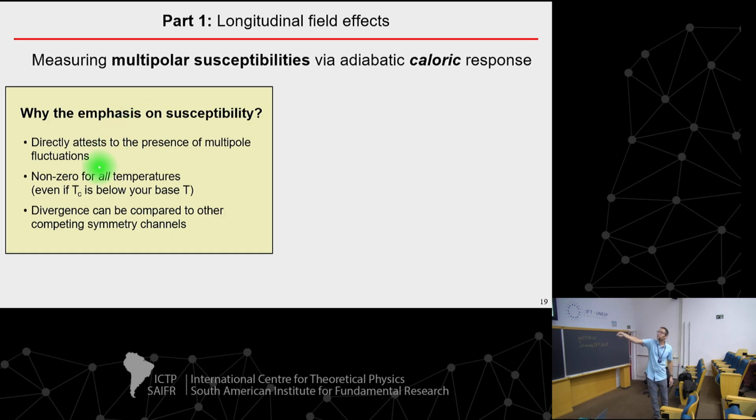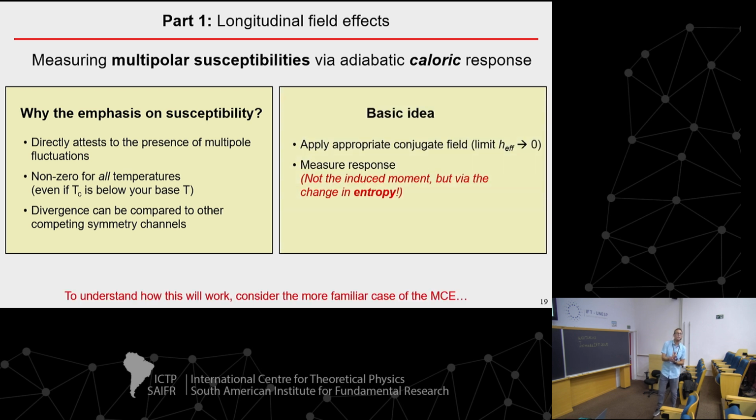The second reason is this is a quantity that's non-zero for all temperatures. So praseodymium, vanadium, aluminum orders at 0.6 Kelvin. I'm not about to show you data down to 0.6 Kelvin, but I can still show you that there's a diverging susceptibility. So this is a physical quantity that's defined at all temperatures. You're not just probing the symmetry of the broken symmetry state. And then lastly, the divergence can be compared to other competing symmetry channels. So a system doesn't have to order with a magnetic octopole. It might order with a quadrupole, but I can ask how close did it come? And then maybe what can I learn about designing similar materials? Right. So that's why I think one should care about susceptibilities of these higher rank multipoles.